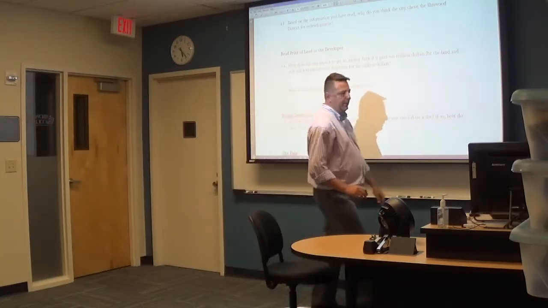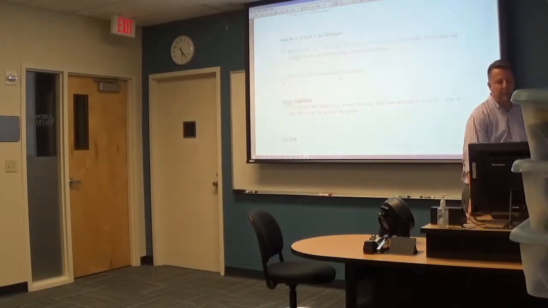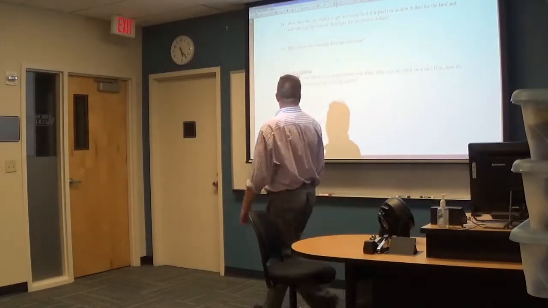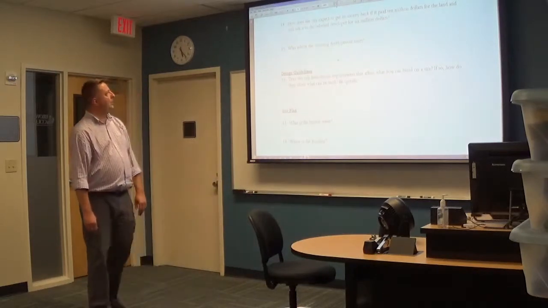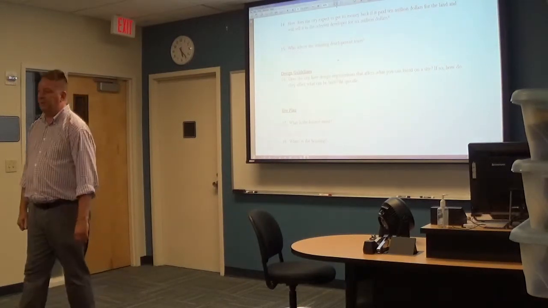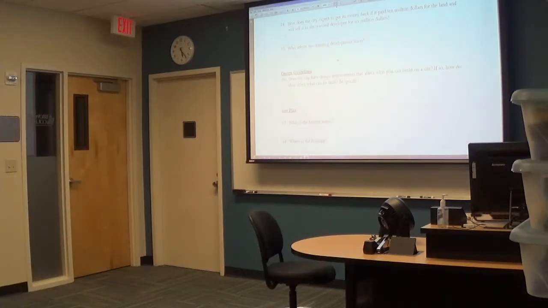Okay, question 14. How does the city expect to get its money back if it paid $10 million for the land and will sell it to the selected developer for $6 million? This is what's called a land write-down, okay? Happens quite often in the redevelopment process.